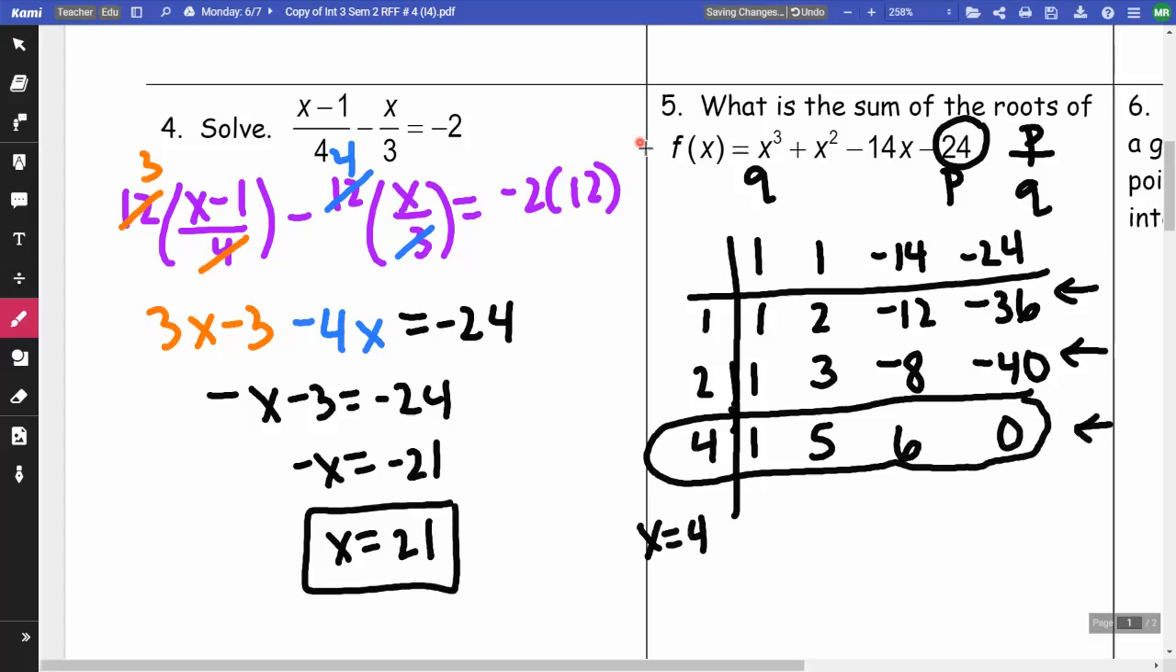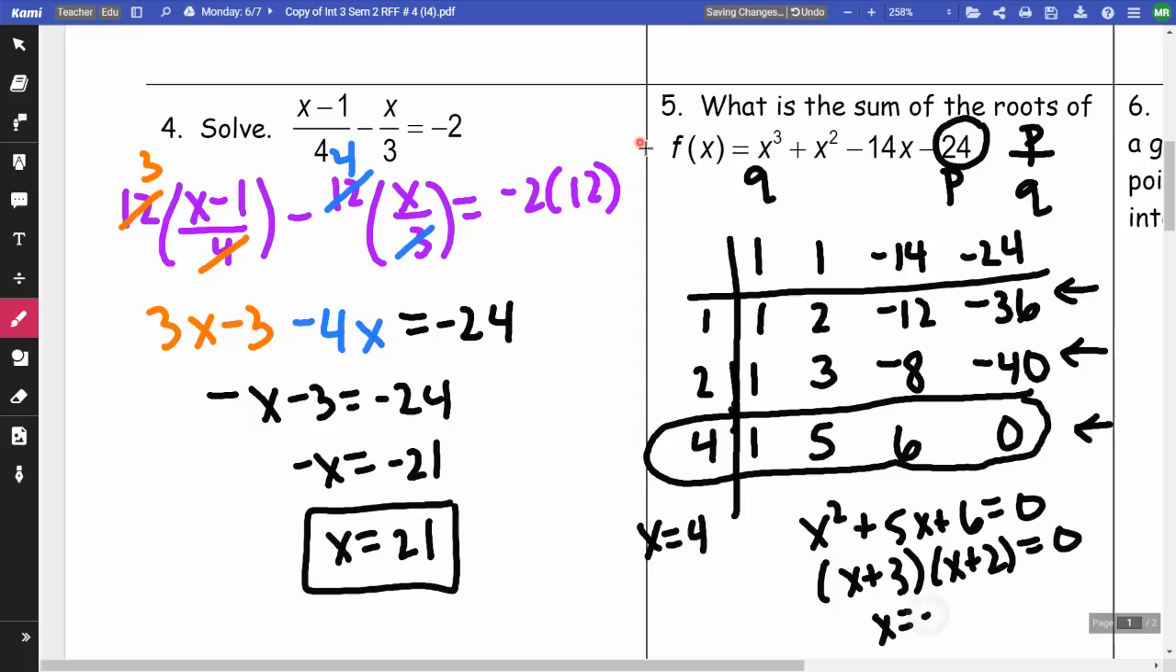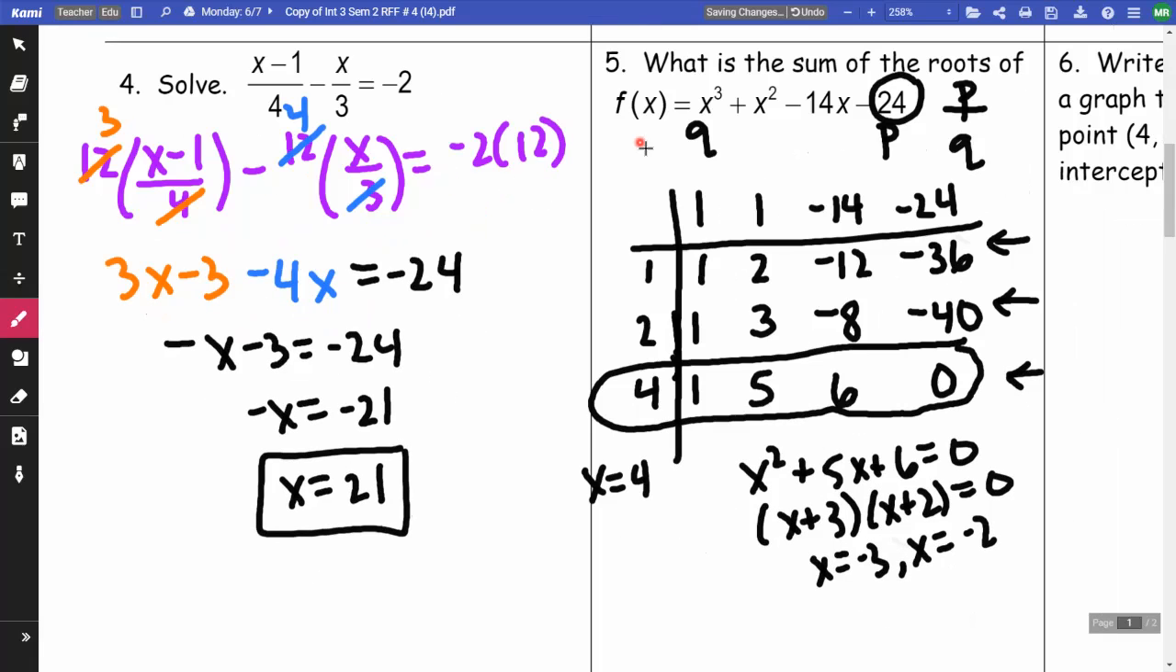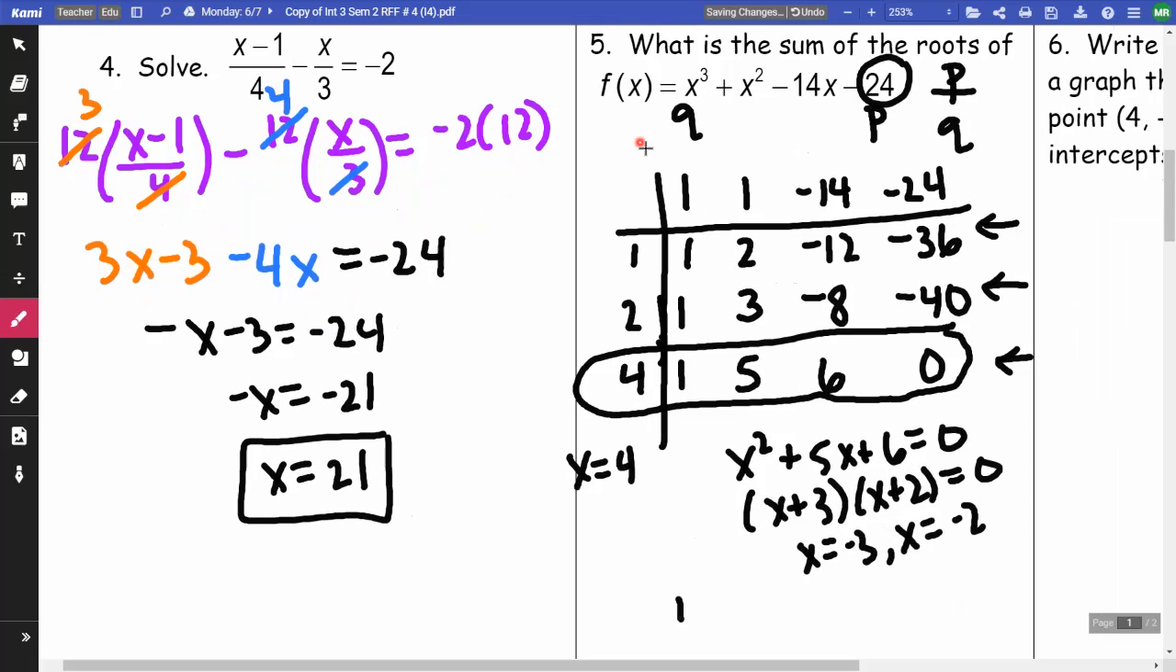And then I'm going to take what's left here, which is x squared plus 5x plus 6. Set that equal to 0 and solve. So it's going to be x plus 3, x plus 2. So I get x is equal to negative 3, x is equal to negative 2. So they want the sum of it. Okay, they asked for the sum. So 4, basically minus 3, minus 2. I end up with a negative 2 as the sum.